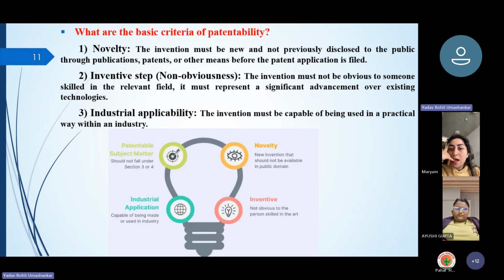The other thing is non-obviousness. The invention must not be obvious to someone skilled in the relevant field.